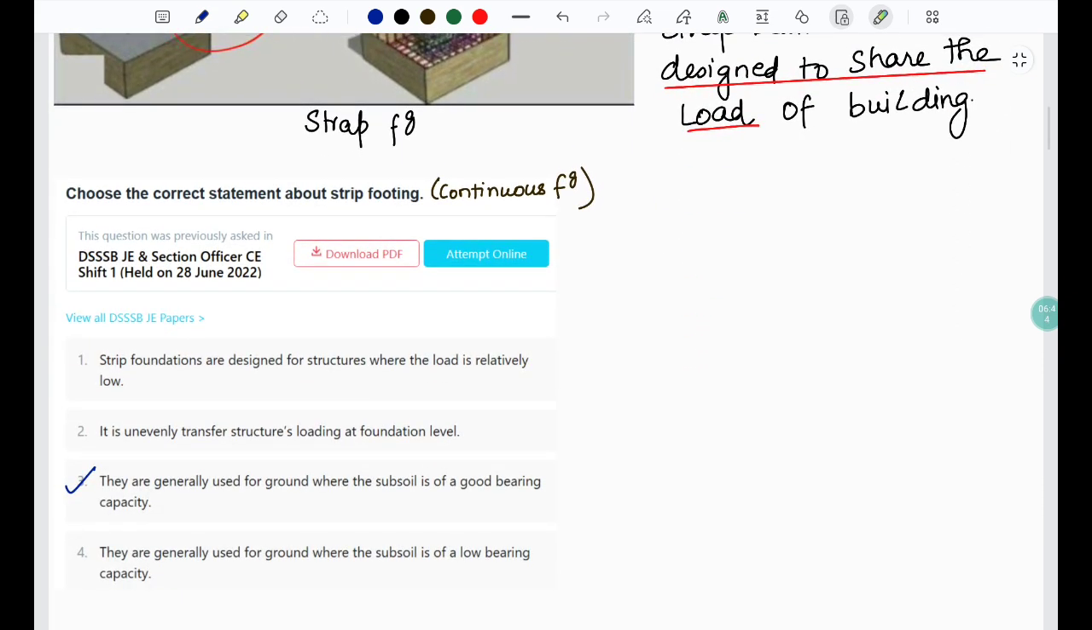Let us see this question. It says, the correct statement about the strip footing. So, strip foundations are designed for structures where the load is relatively low. We have to check out the correct statement. No. Strip foundations are not designed where the load is relatively low. Rather, because the load is more, we transfer it like a line load. It says that it unevenly transfers structure loading at foundation. No.